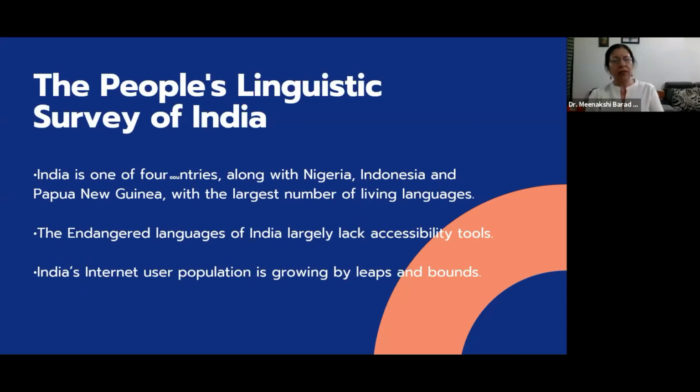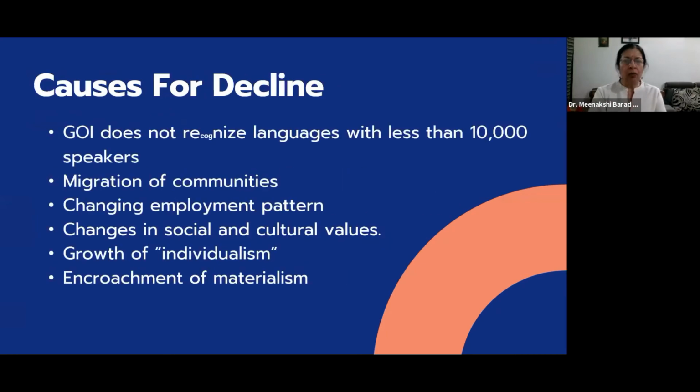According to the People's Linguistic Survey of India, India is one of the 4 countries, along with Nigeria, Indonesia, and Papua New Guinea, with the largest number of living languages. The endangered languages of India largely lack accessibility tools. On the other hand, India's internet user population is growing by leaps and bounds.